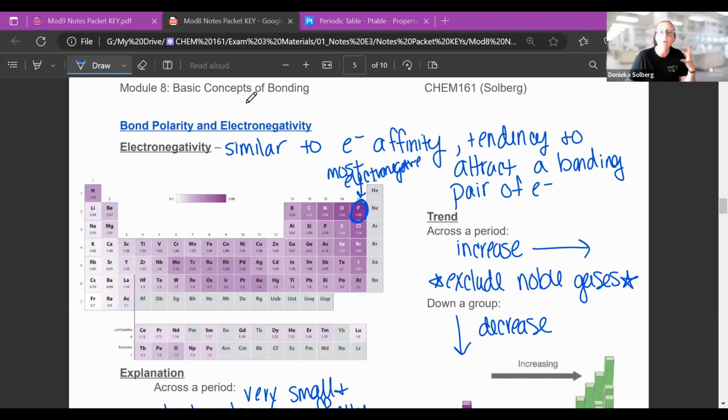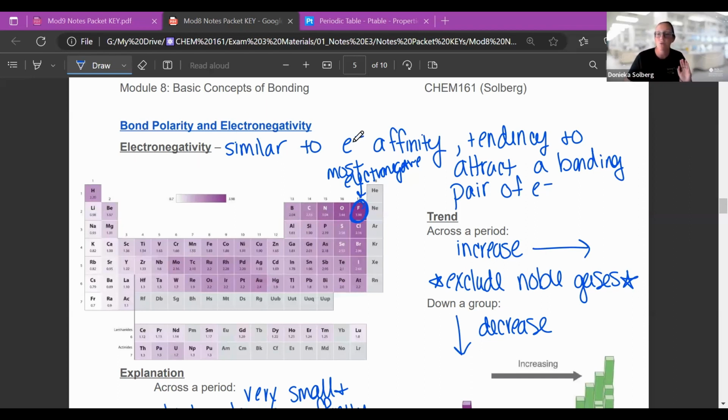If a bond has different electronegativities, it's polar. Water is polar, so that is why it will attract to NaCl to dissolve it, because positive and negatives attract each other. So what is polar? What makes water polar? Well, it has to do with what's called electronegativity.